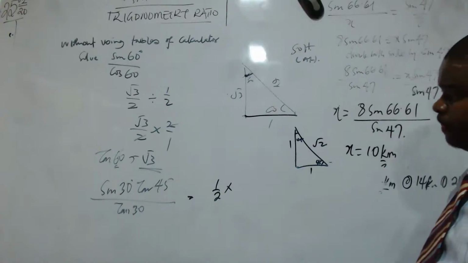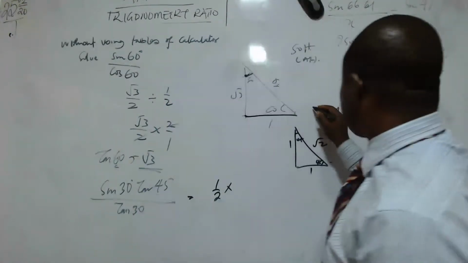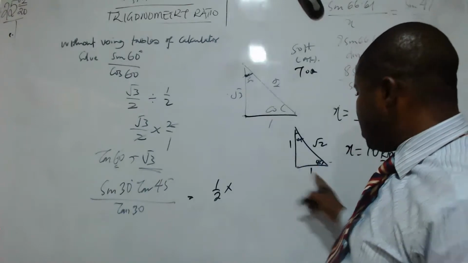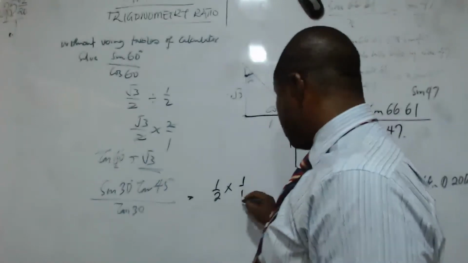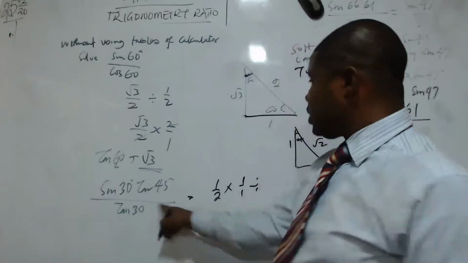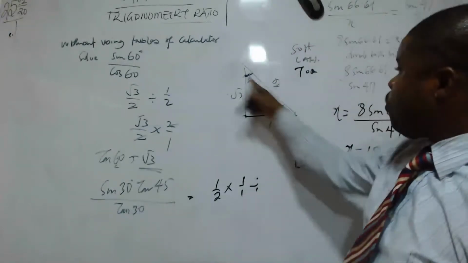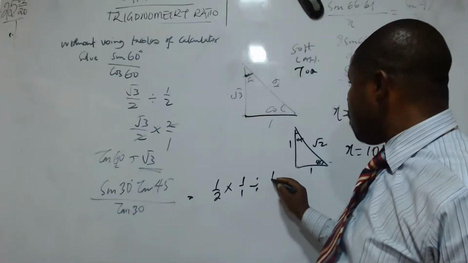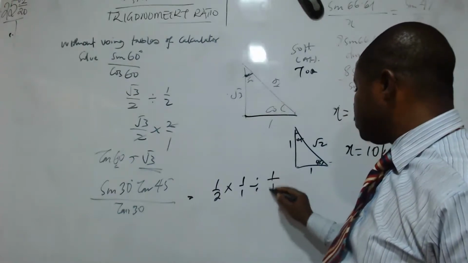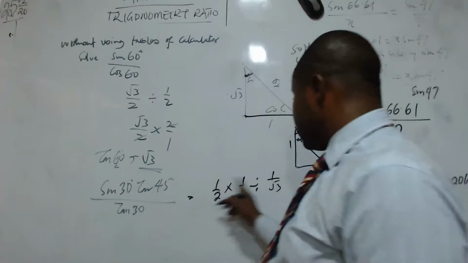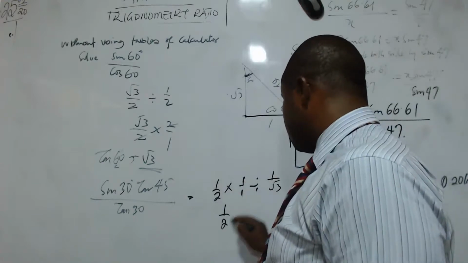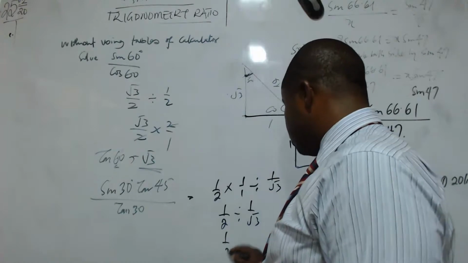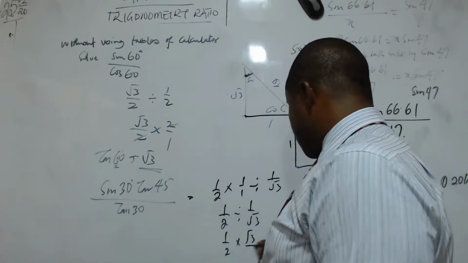So tan 45, tan is opposite over adjacent. Opposite over adjacent is 1 over 1. Now divided by tan 30. Opposite over adjacent. Opposite is 1. Adjacent is root 3. So we have this times this, 1 over 2, now divided by 1 over root 3. So 1 over 2 times root 3 over 1.